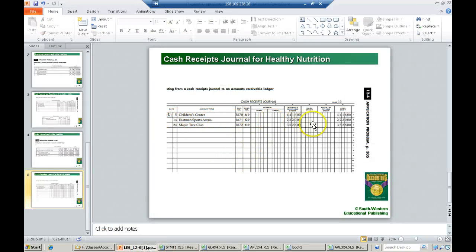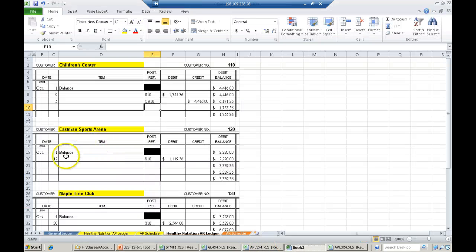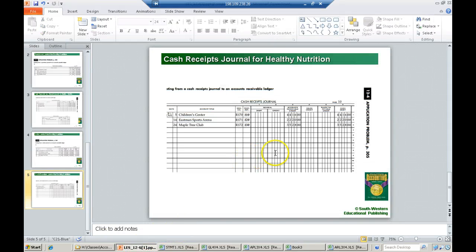Eastman Sports on the 14th paid us $22.20. So let's go to Eastman Sports. And on the 14th, cash receipts, page number 10. They credited their amount, $22.20. So now they only owe us $1,119.36. Carries over to the next balance.